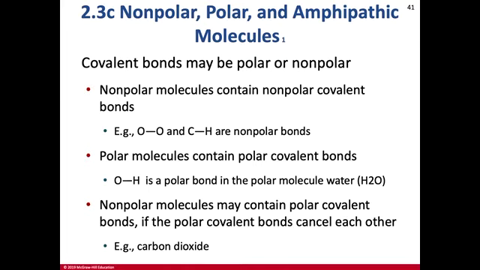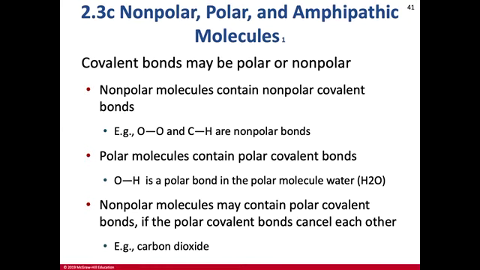So how do we use these rules to help us out? Well, if a covalent bond exists between identical elements, it's going to be nonpolar. Or if it exists between carbon and hydrogen, it's going to be nonpolar. A polar covalent bond will be between any other combination, okay?